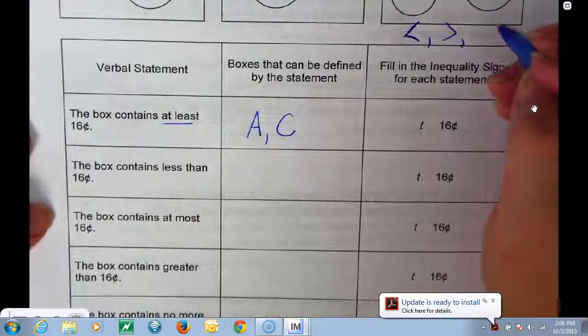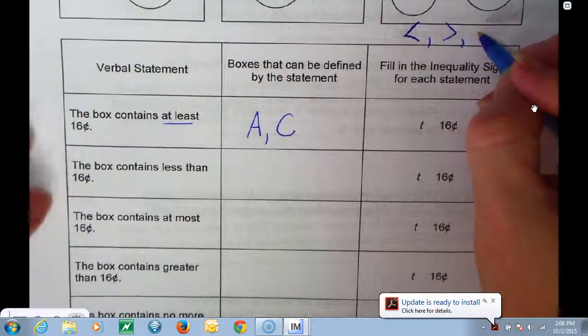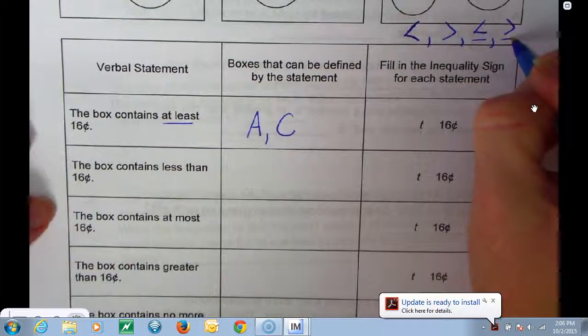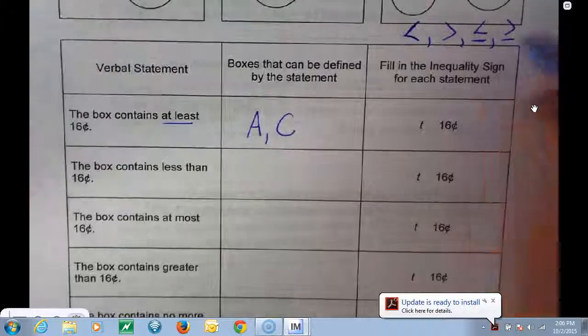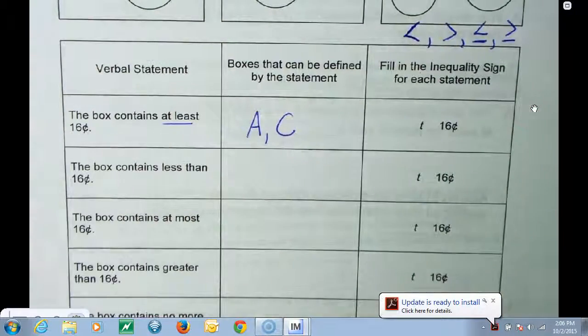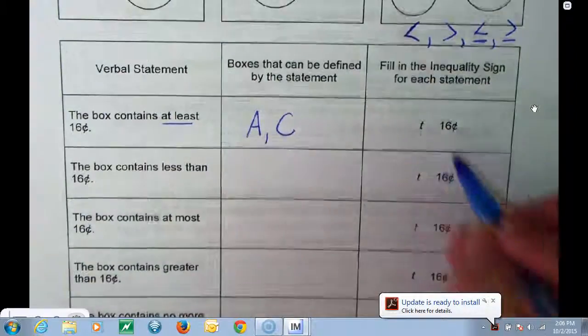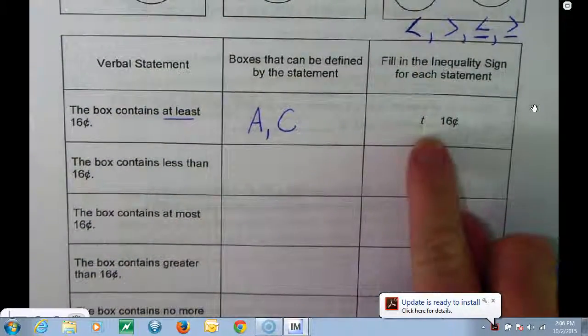Now, these two you saw last year, but you may not remember. Less than or equal to, and then greater than or equal to. You just put one bar under there, and that means it could be equal. So like I said, I want at least 5 people to know this answer. I want 5, it could be 5, or I want more than 5. Does that make sense?